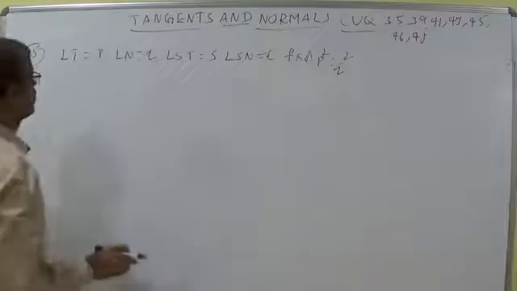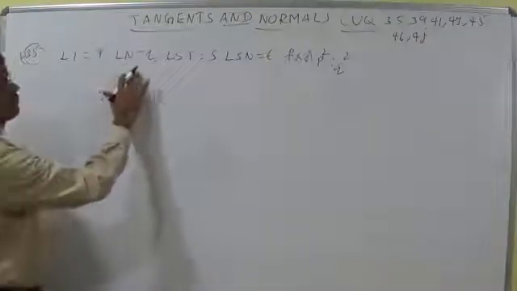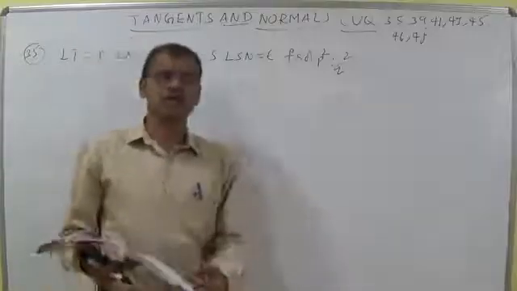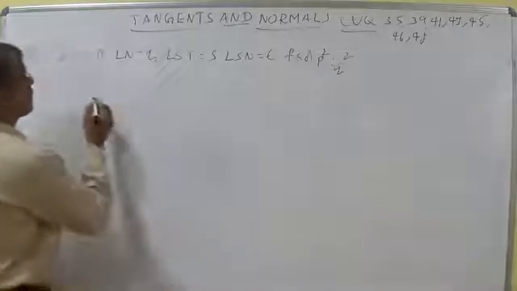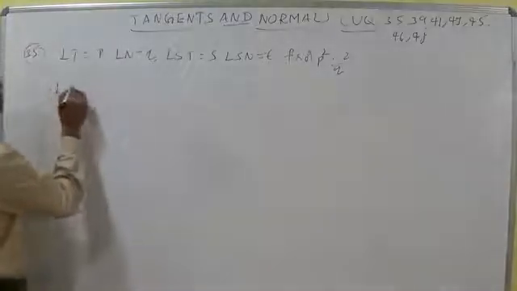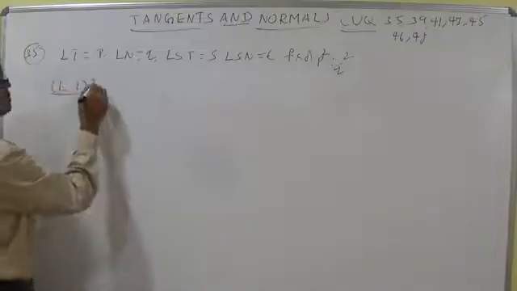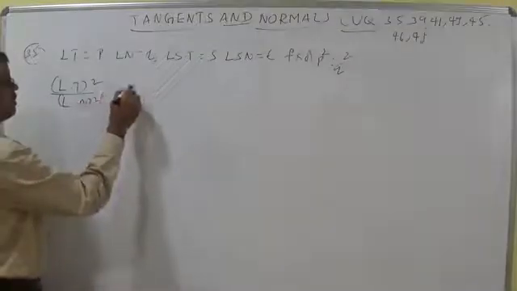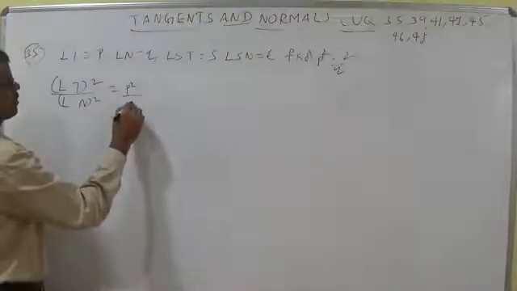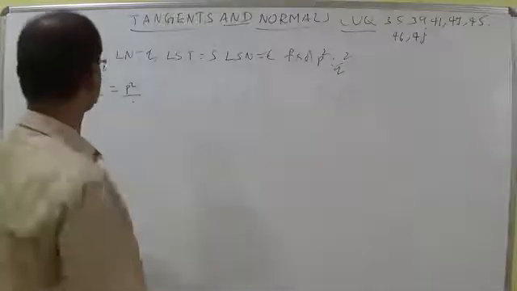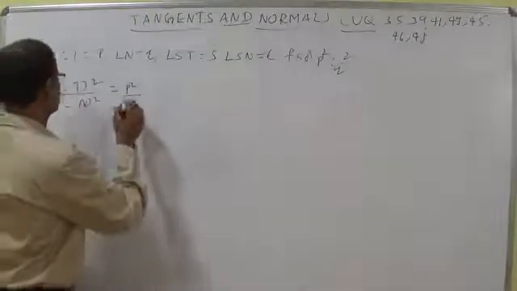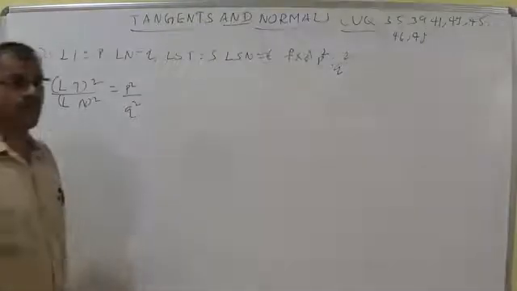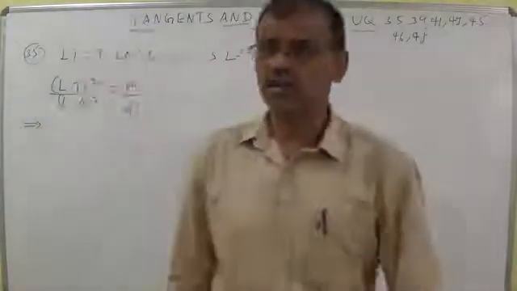What is the value given? Length of tangent P, length of normal Q, length of subtangent S and length of subnormal T. We should calculate P square is to Q square and verify according to the options. What is P square? This is length of tangent whole square, and Q square is length of normal whole square. So P square by Q square is length of tangent whole square by length of normal whole square. Yesterday we discussed the formulas of length of tangent, length of subtangent, length of normal and length of subnormal.